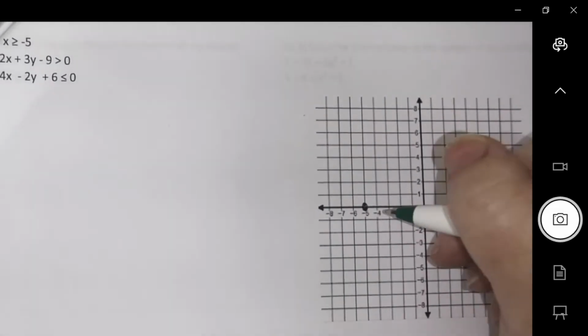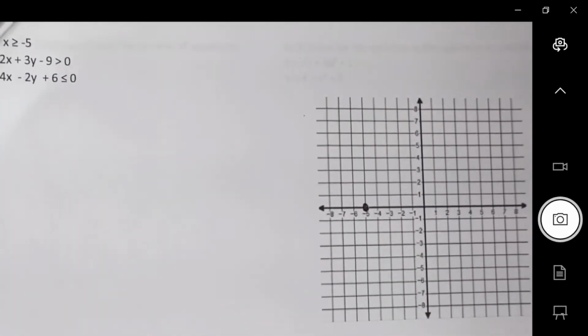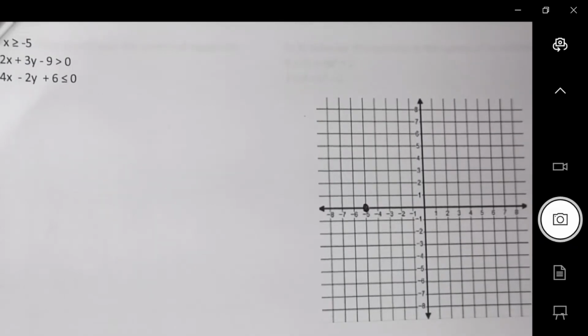Can you draw a coordinate anywhere in which it has an x value of negative 5? Draw me one on your own paper. Give me a coordinate anywhere that has an x value of negative 5. So I did one right on the axis at negative 5, 0. Can you draw me a second coordinate anywhere that has an x value of negative 5?